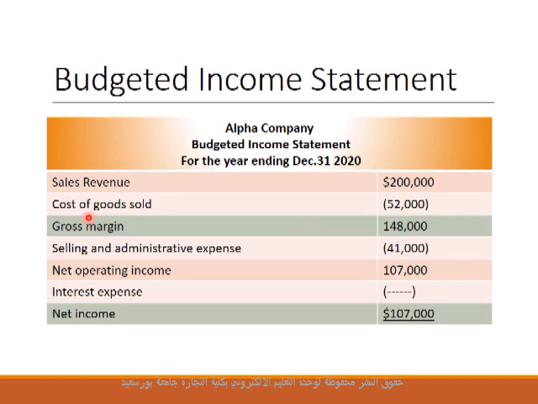By deducting cost of goods sold from sales revenue, we can obtain gross margin. Gross margin is estimated to be $148,000. Selling and administrative expense is expected to be $41,000. By taking selling and administrative expense away from gross margin, we can obtain net income from operating activities. And assuming that there is no interest expense, net income is expected to be $107,000.